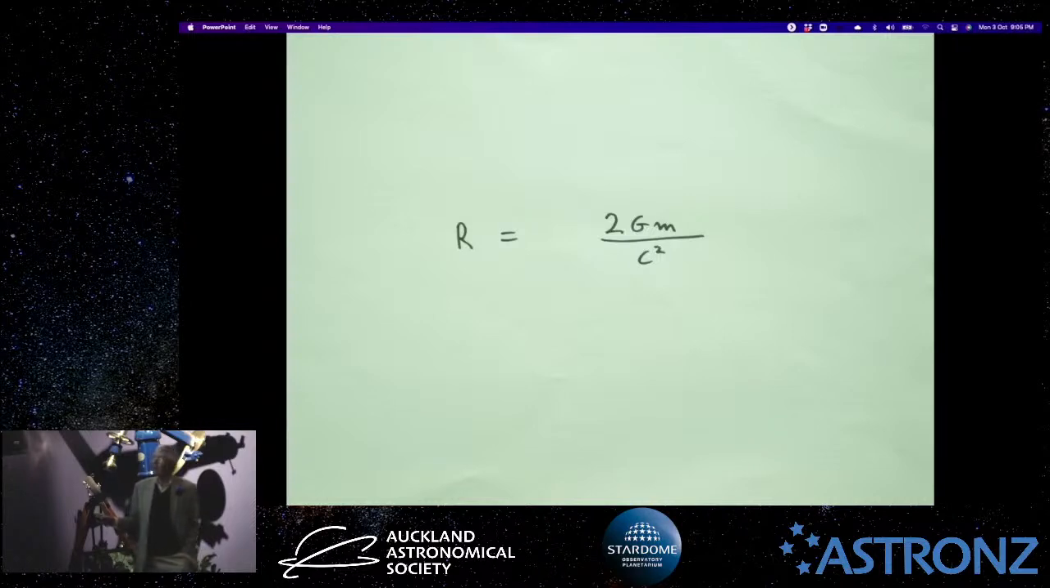Now, there are two things I'd like to notice about this equation. One is this figure 2 here, which I'll talk about in a minute. The other is that the radius of a black hole is directly proportional to the mass. If you double the mass of a black hole, you double its radius. So the surface area of a black hole increases as the square of the mass. The volume of a black hole increases as the cube of the mass. Right? They're not like ordinary objects at all.